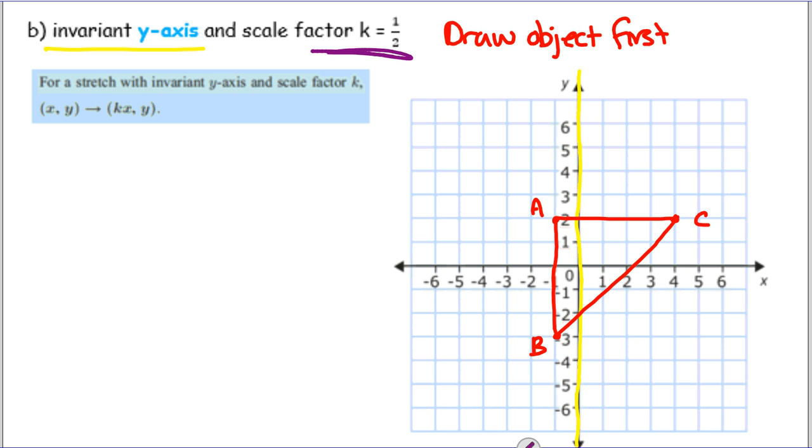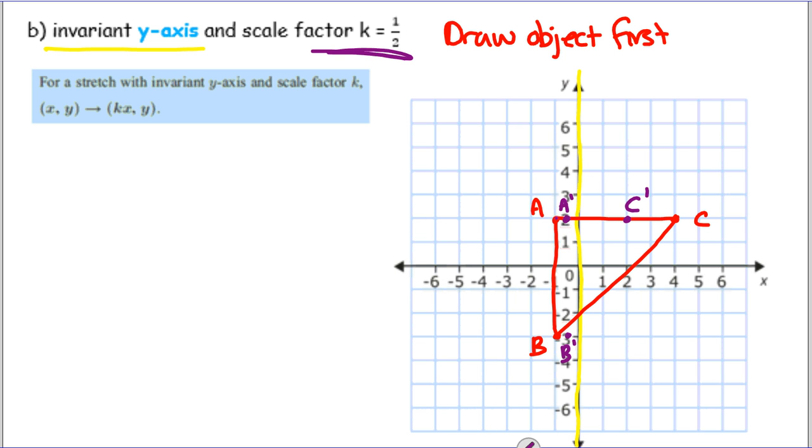So scale factor of 1/2, so whatever A is, A dash has to be half as far from the invariant line. I made a mistake. I forgot that my invariant line is the y-axis. So A is 1 unit from the y-axis, so A dash has to be half a unit from the y-axis. B is 1 unit from the y-axis, so B dash has to be half as far from the y-axis. The invariant line is 4 units from C, so C dash has to be half as far, 2 units from the invariant line.